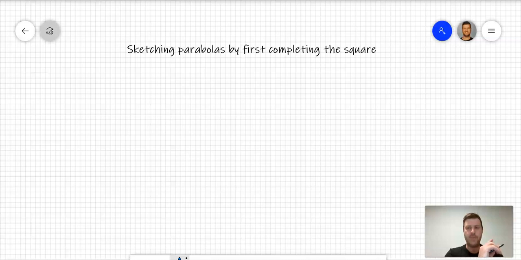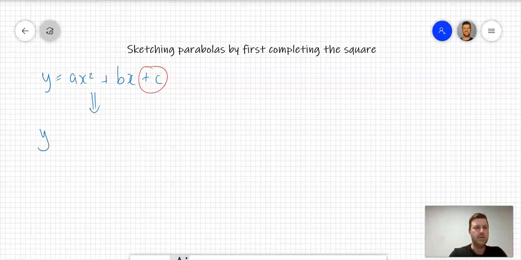Now, the equation we'll start with will be in standard form. So remember, standard form is y equals ax squared plus bx plus c. Great thing about standard form is we can read the y-intercept straight off of the equation. It's that constant term. And we're going to convert that standard form into turning point form, which is y equals a(x take h) all squared plus k by completing the square. And then that'll give us the turning point in terms of h and k.